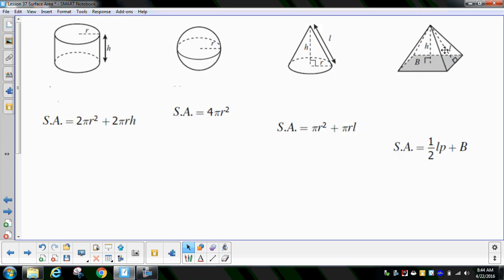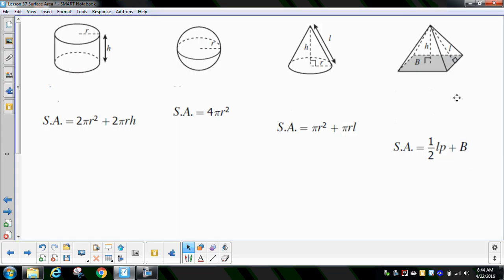In a pyramid, we have a regular height that goes from the top straight down, perpendicular to the bottom. And we also have a slant height. So for the surface area formula of a pyramid, we need L, the slant height. Little p is the perimeter of this base. In this picture, the base is a square. To find the perimeter, we just add all the lengths of the sides. So these 4 sides of the square, we would just add them up, and that is P.